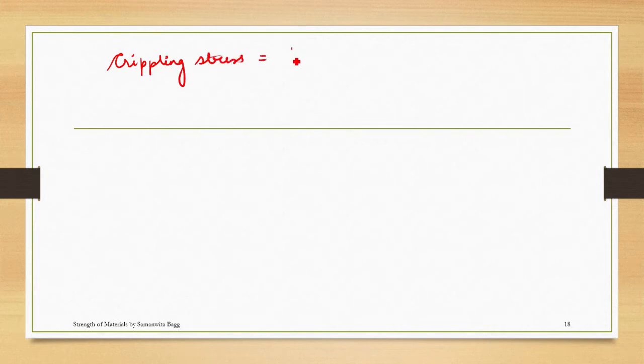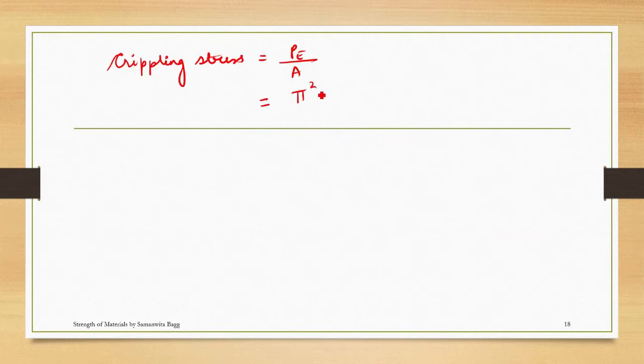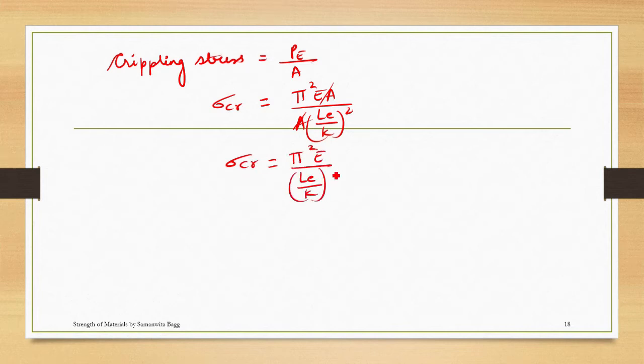The formula will be PE upon the cross-section area. Now, the formula for PE that we just got was pi square EA upon (LE by K) the whole square, and this area is also to be taken. So this area gets cancelled, and what remains for crippling stress sigma CR is pi square E upon (LE by K) the whole square. So this can also be written as pi square E upon lambda square.